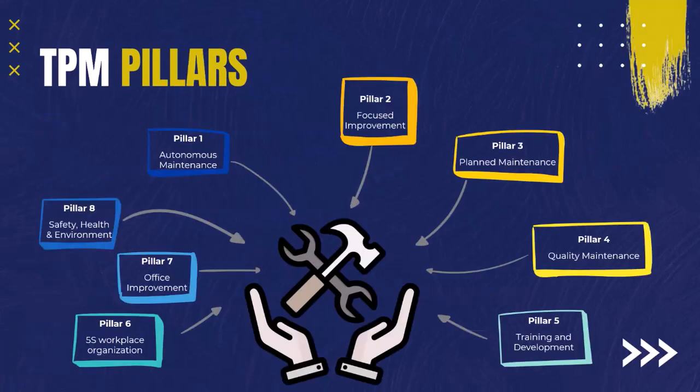In order to achieve those 5 principles, there are 8 pillars. Those pillars are the following: autonomous maintenance, focused improvement, also called Kaizen, and we are going to explain this shortly, planned maintenance, quality maintenance, training and development, 5S workplace organization, office improvement, and finally, safety, health, and environment.